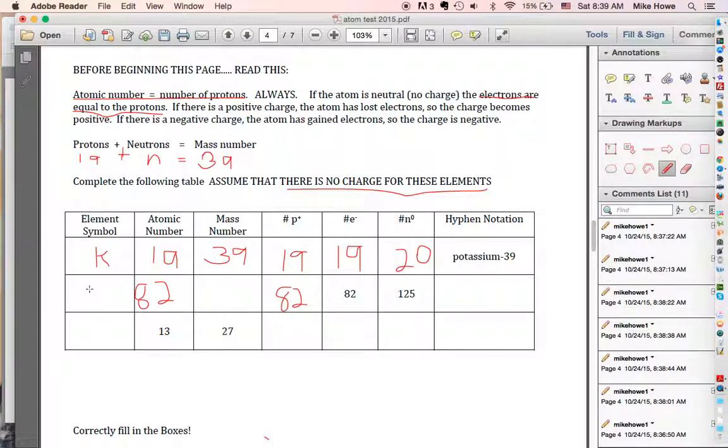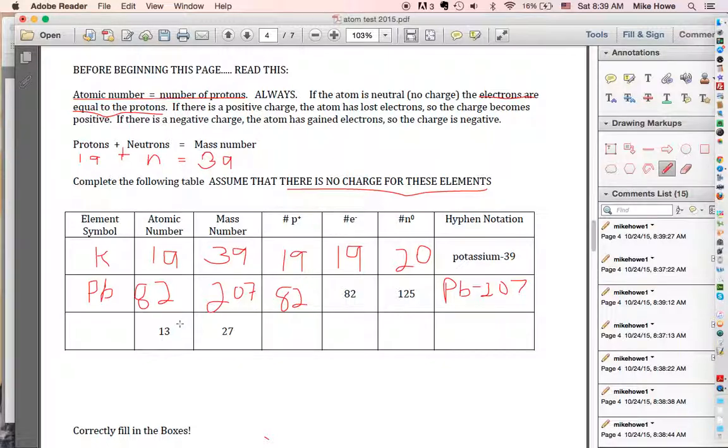All right, so the element symbol, lead, there's a Pb. The mass number would be the sum of 82 plus 125 because protons plus neutrons equals mass number. So 82 plus 125, 207. And the hyphen notation then would be lead. I'm just going to write the symbol. You can either write the symbol or the word. Pb-207.